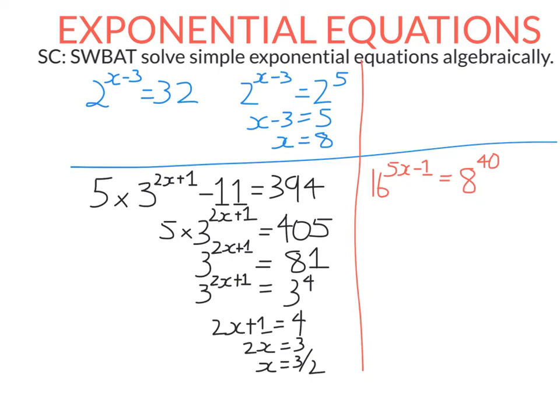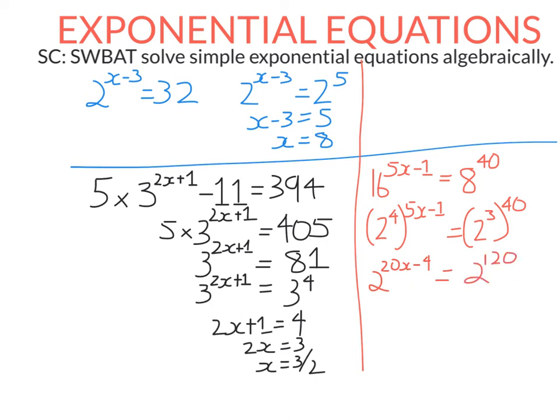16 is 2 to the power of 4. So I can write 16 to the power of 5x minus 1 as 2 to the power of 4, to the power of 5x minus 1. And I can write 8 as 2 to the power of 3. So 8 to the power of 40 is 2 to the power of 3, to the power of 40. So the power of a power rule means I keep the same base and I multiply the powers. So I need to multiply 4 by everything. This will be 2 to the power of 4 times 5x, 4 times minus 1. So then the other one will be 3 times 40.